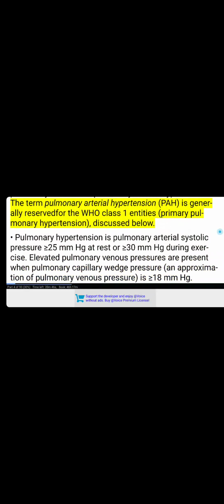The term pulmonary hypertension encompasses both pulmonary arterial and pulmonary venous hypertension. The term pulmonary arterial hypertension (PAH) is generally reserved for the WHO Group 1 entities, primary pulmonary hypertension, discussed below. Pulmonary hypertension is present when pulmonary arterial systolic pressure is greater than or equal to 25 mm Hg at rest or greater than or equal to 30 mm Hg during exercise. Elevated pulmonary venous pressures are present when pulmonary capillary wedge pressure, an approximation of pulmonary venous pressure, is greater than or equal to 18 mm Hg.